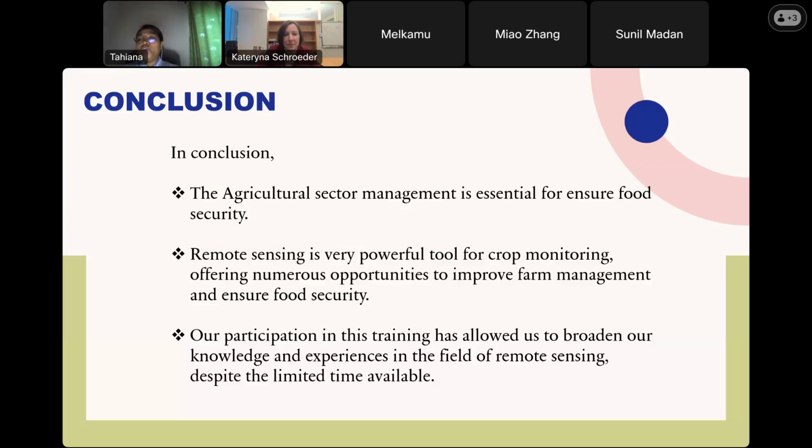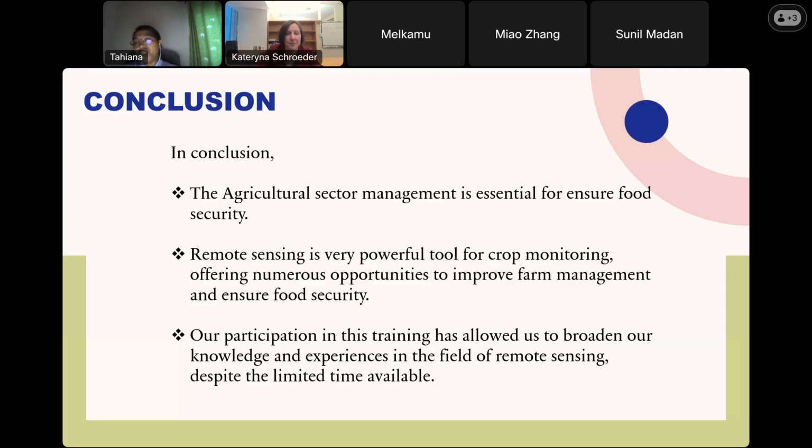I also take the opportunity to thank the World Bank and the CropWatch team, AirCAS, and GEOGLAM for giving us this opportunity to attend the data workshop and to improve crop monitoring in Madagascar.